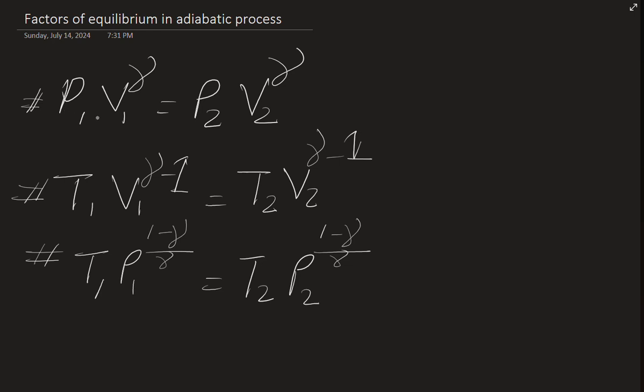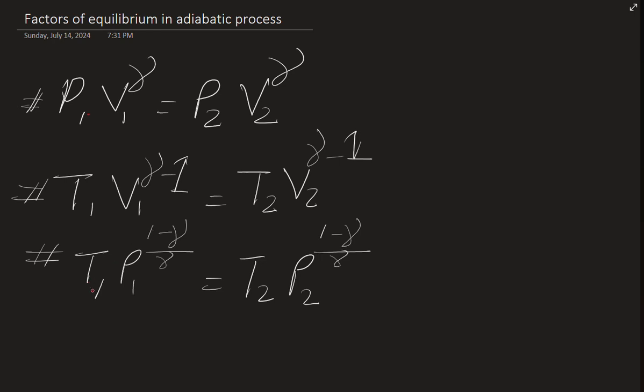So we have three formulas. P1 V1 to the power gamma is equal to P2 V2 to the power gamma. This is the relationship between pressure and volume. Then we have T1 V1 to the power gamma minus 1 is equal to T2 V2 to the power gamma minus 1. This is the relationship between temperature and volume.